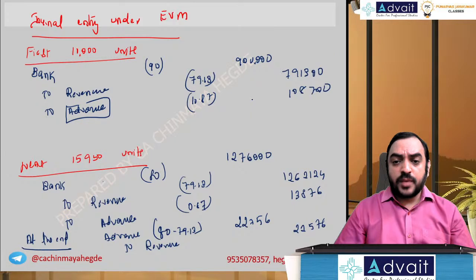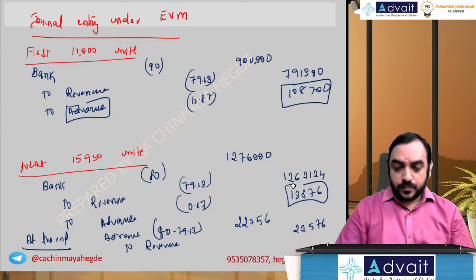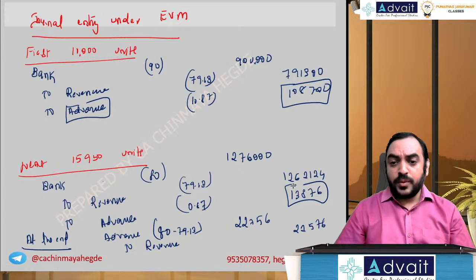And what about the remaining amount? If you see the balance, advance amount, we had 1,08,700 and 13,876. If you add 1,08,700 plus 13,876 minus 22,576, that is exactly 1 lakh that is going to be returned.